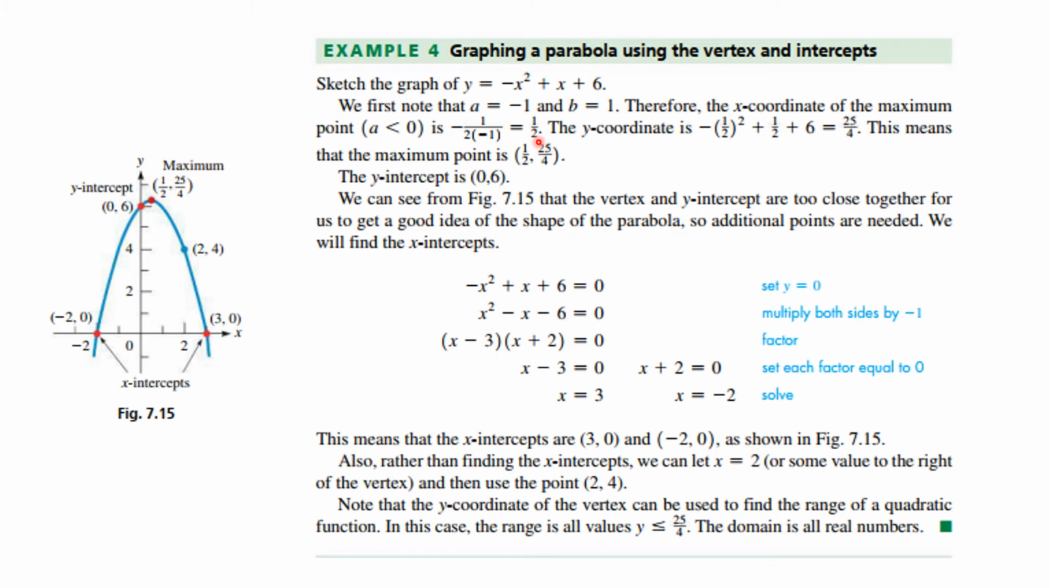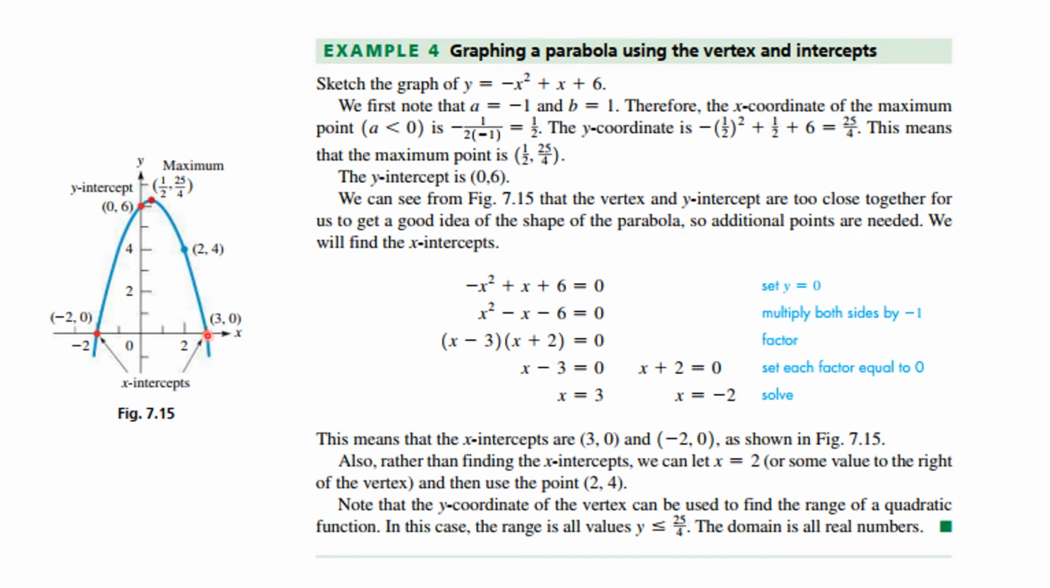We're going to take the 1/2, substitute it in this equation. That's what we're doing here. And we'll get 25 over 4. So the maximum point is (1/2, 25 over 4). That is the maximum point. The y-intercept is found by letting x equal 0. If x is equal to 0, I get (0, 6). Now, we have to find the other intercepts, which are the x-intercepts.